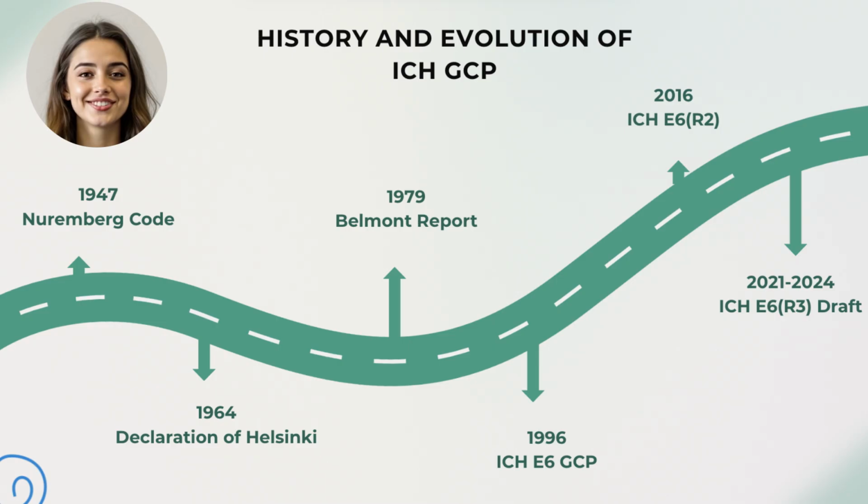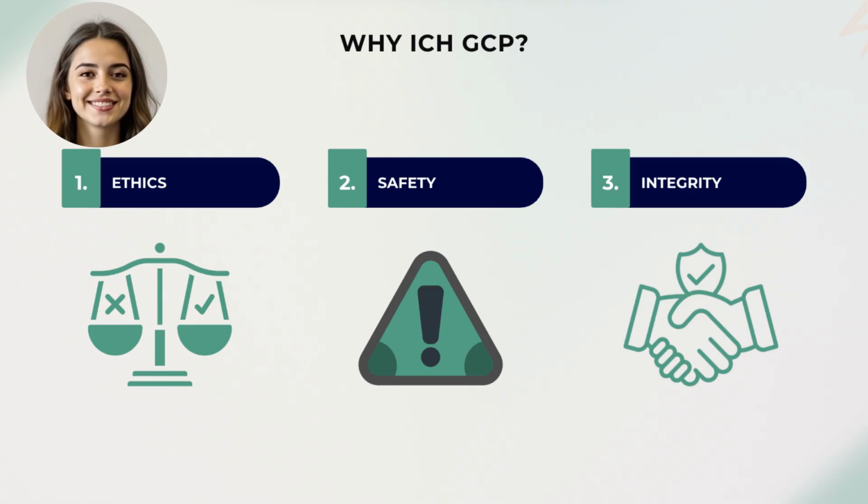It was updated in 2016, R2, and we're now seeing the draft of R3, which modernizes the approach further for digital trials and patient-centered models. ICH GCP exists to create a unified standard for how clinical trials are conducted around the world.